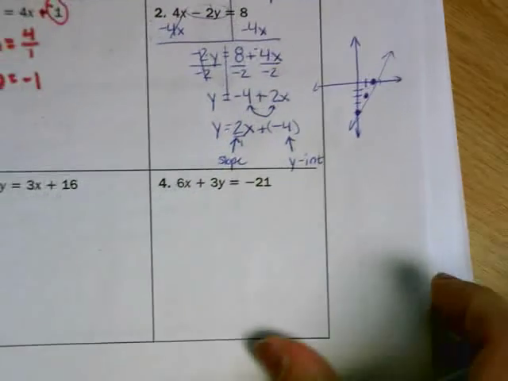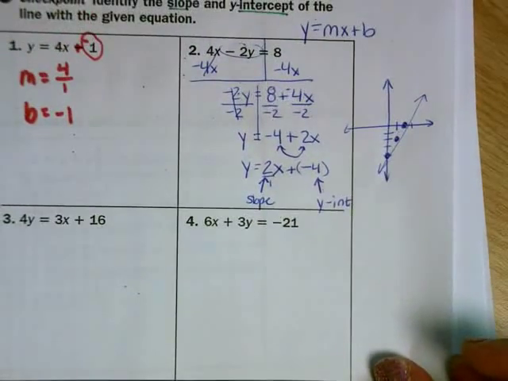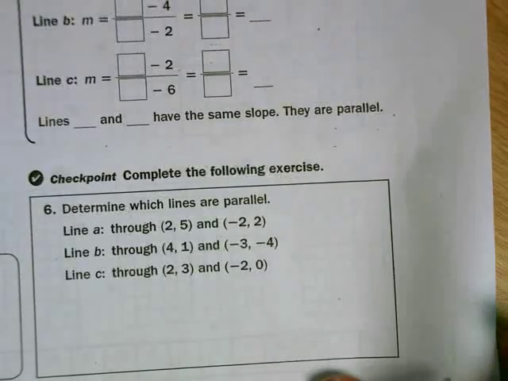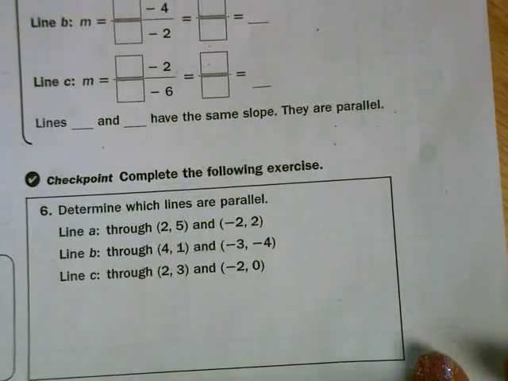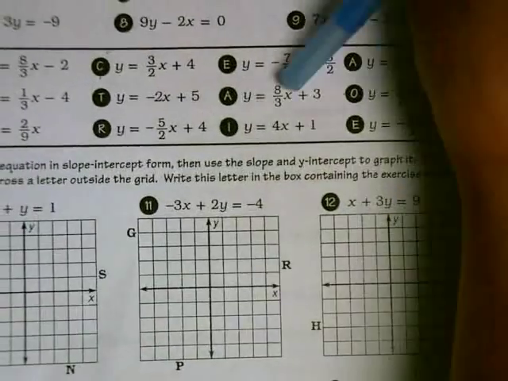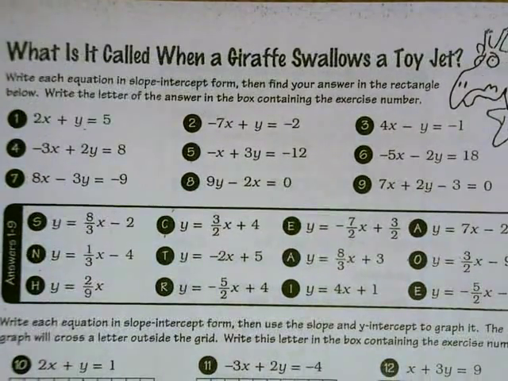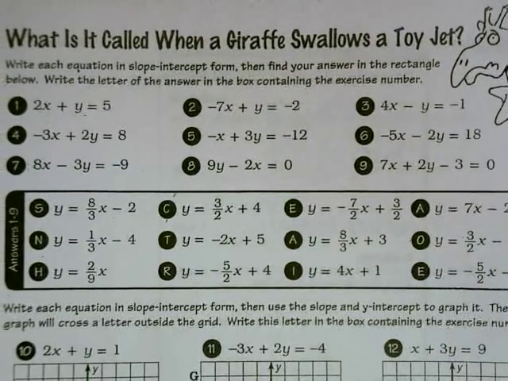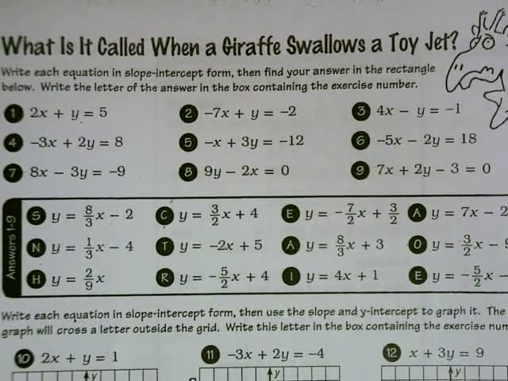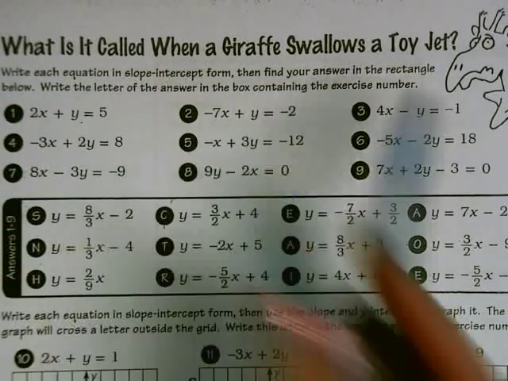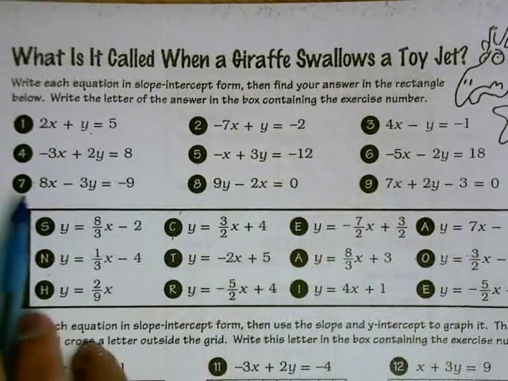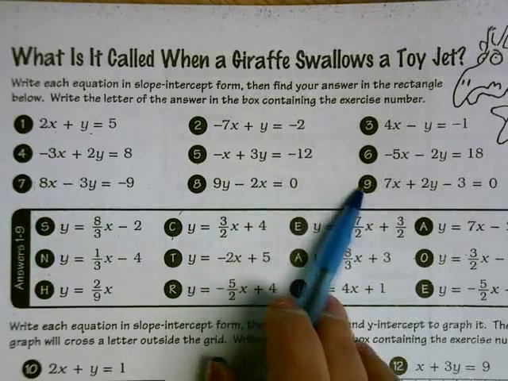All right, so we are going to look at how to do this quite a few more times. Let's go forward now to, how about page 32? So page 32 has practice graphing all sorts of equations and just putting them into y equals mx plus b also. So this one has a joke. What's it called when a giraffe swallows a toy jet? We'll find out. The top half here, the first 9 problems, are just more practice putting into y equals mx plus b. So we'll do those.